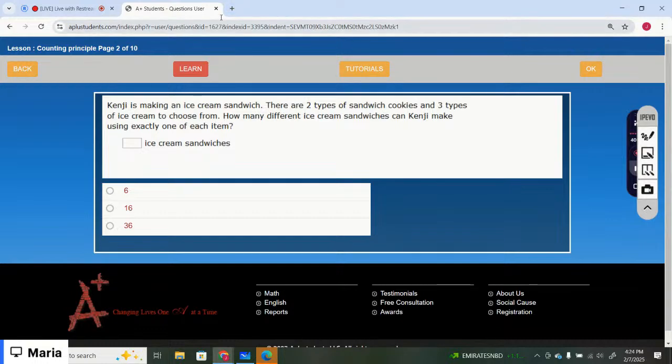Kenji is making an ice cream sandwich. There are two types of sandwich cookies and three types of ice cream to choose from. How many different ice cream sandwiches can Kenji make using exactly one of each item?